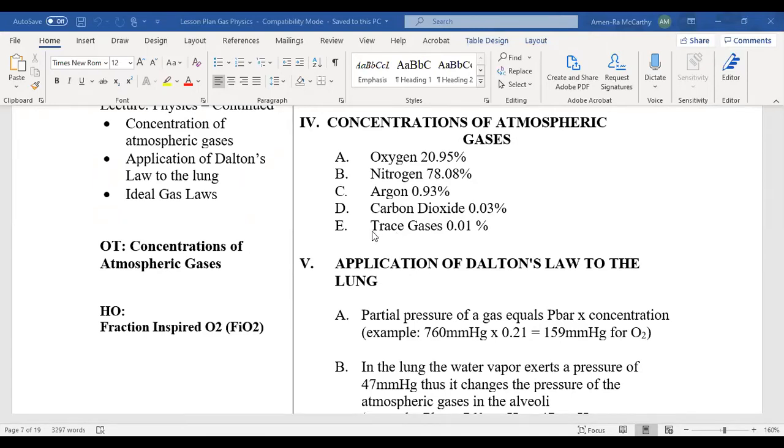This next part right here is just simply showing you what I've already showed you. How do we take these and make them millimeters of mercury, right? So here's that example for oxygen right here. The partial pressure of a gas equals the P bar times the concentration, whatever concentration you're trying to find out. So for oxygen, the concentration is 21%. So that will be 0.21 times the P bar, which is 760, and you get 159 millimeters of mercury. So oxygen at sea level exerts 159 millimeters of mercury of pressure, right?